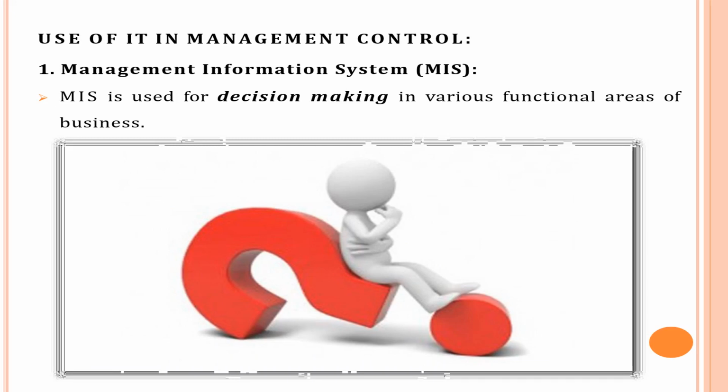Now we are going to discuss MIS, that is Management Information System. What is meant by MIS and what is its application? What will it do? What are we going to do with that information? So what will management focus on in getting this information? Management information system is used for decision making in various functional areas of business.